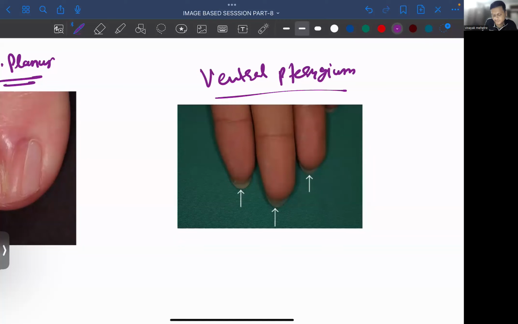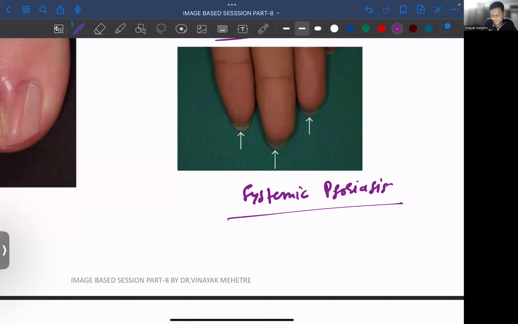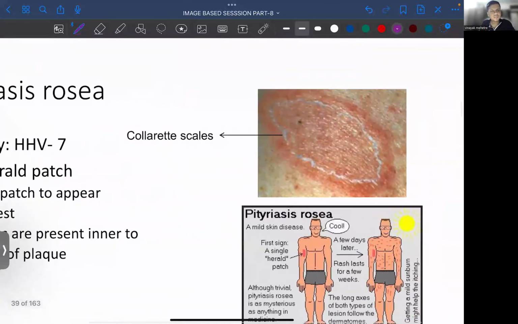And tell me, where do we see this? It is seen in systemic psoriasis. Silvery white was psoriasis. Now we have something else. Now take a look over here.